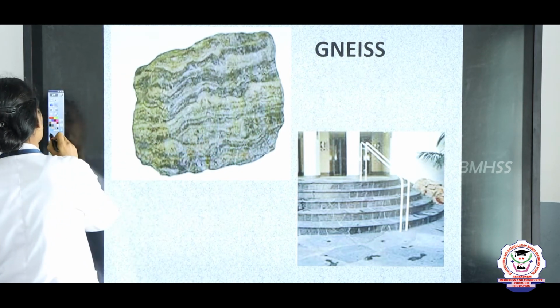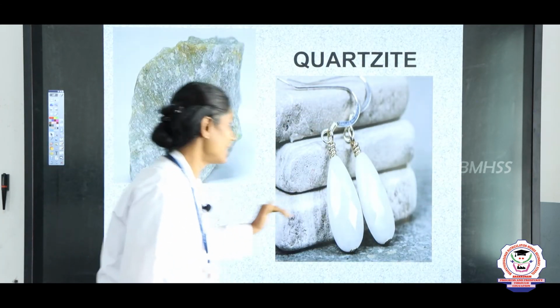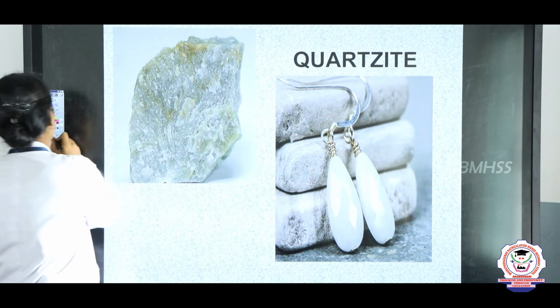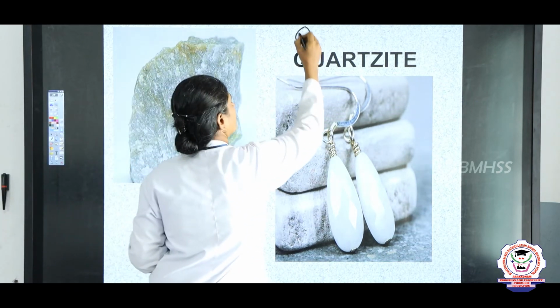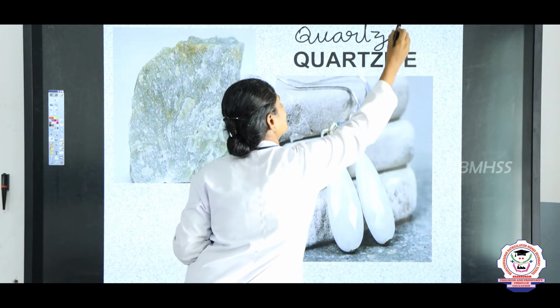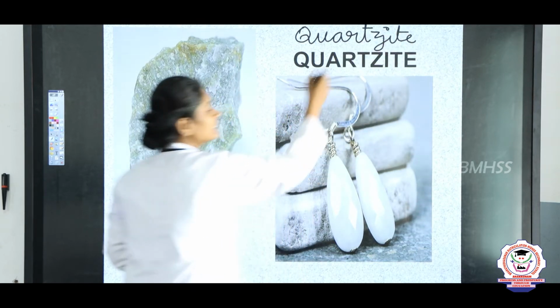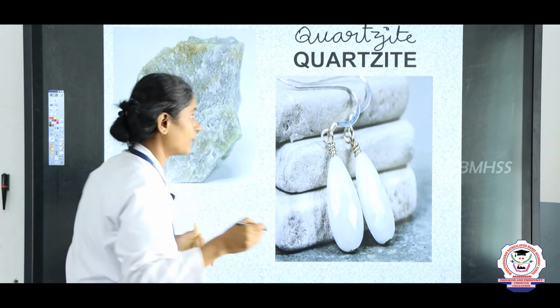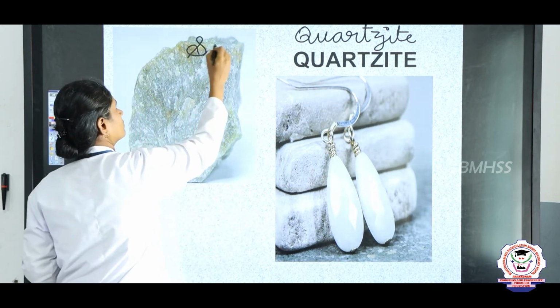Now let's see the fourth type of example. The fourth one is quartzite. Q-U-A-R-T-Z-I-T-E. Quartzite. So quartzite is the rock that is formed from the sandstone.